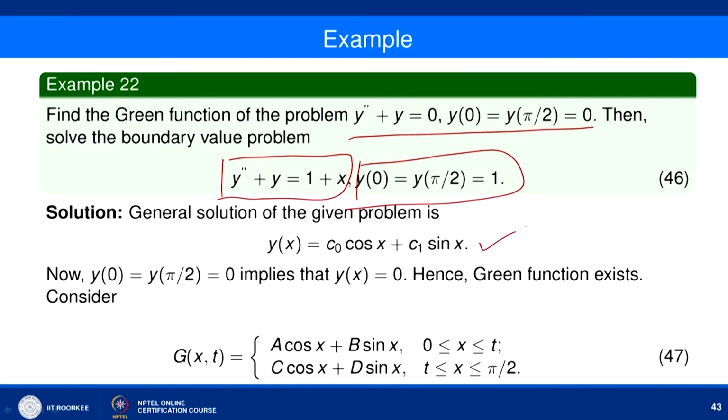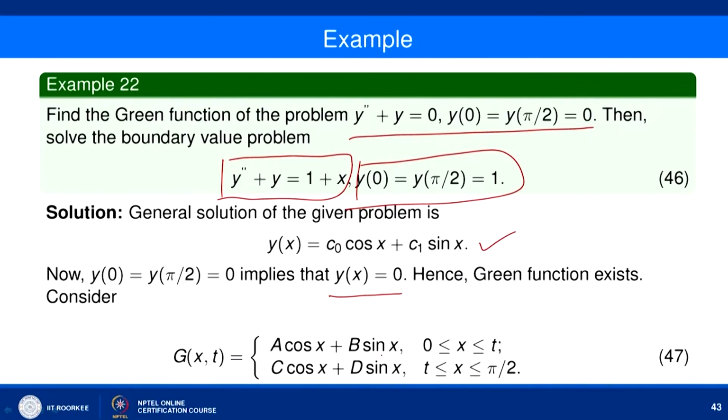and if you solve that we have y(x) equal to c0 cos x plus c1 sin x, and if you look at these boundary conditions, y(0) equal to 0 equal to y(pi/2), we have only a trivial solution. So, it means that the homogeneous problem with homogeneous boundary condition has only a trivial solution. So, by the first theorem which we discussed in the beginning of the lecture, in this case the Green's function exists, and with the help of the Green's function we can solve the non-homogeneous problem. So, first we know the Green's function exists, and now we want to find it.